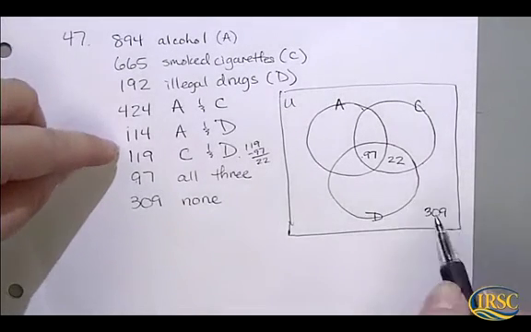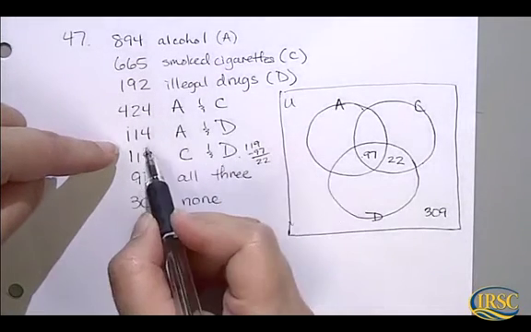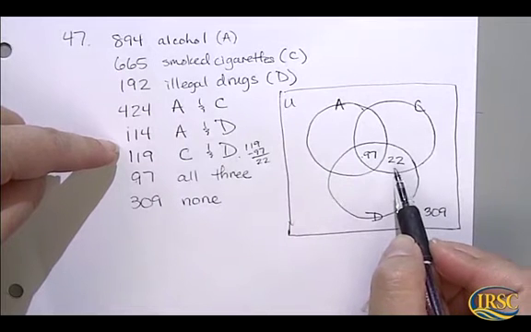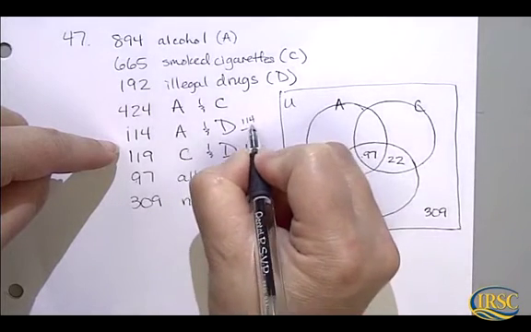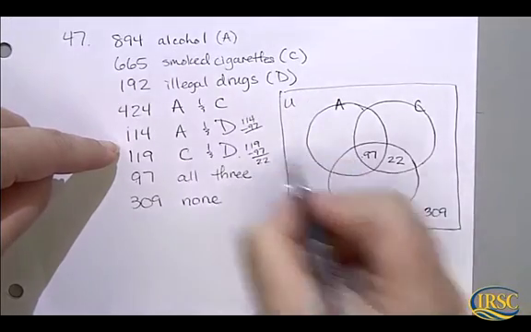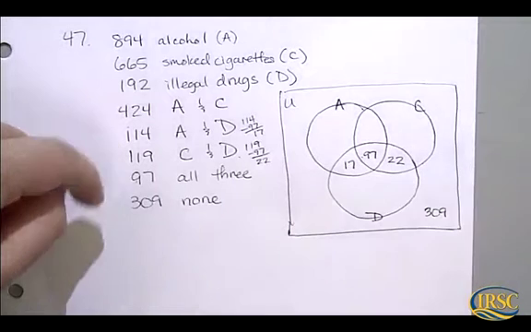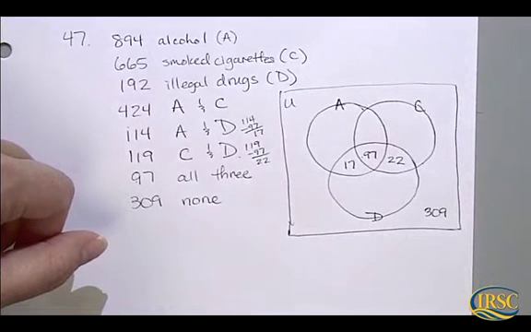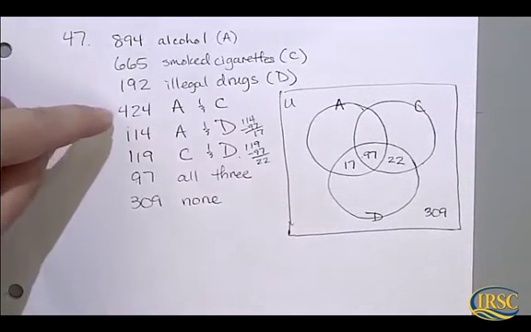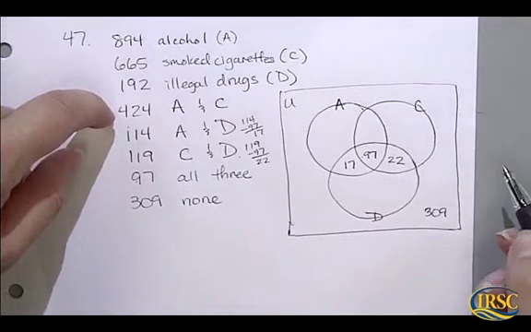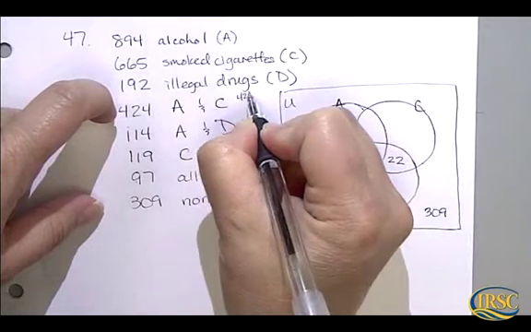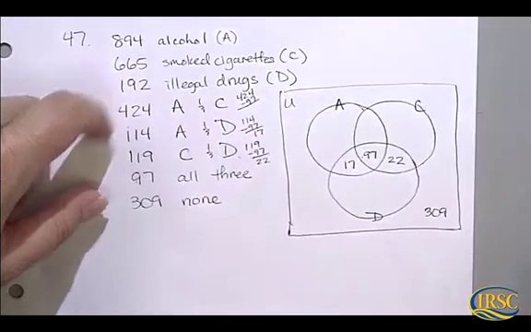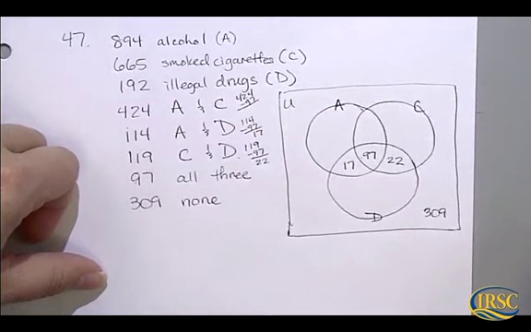So then moving up to alcohol and drugs, 114 did alcohol and drugs, and we've already accounted for 97 of those that do alcohol and drugs. So 114 minus 97 equals? 17. Okay, 17. So 17 go in that region. 424 did alcohol and cigarettes, so that would be both of these regions here. So 424 minus 97, 327?